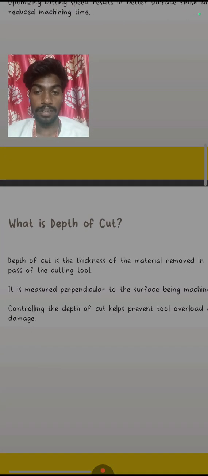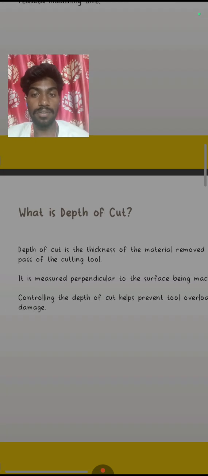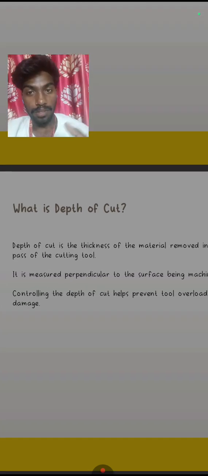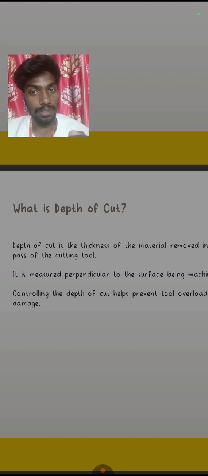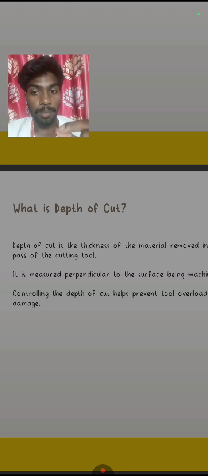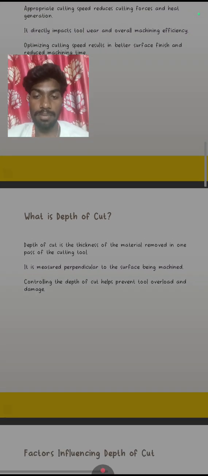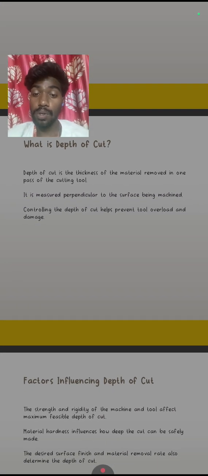What is depth of cut? Depth of cut is the thickness of the material removed in one pass of the cutting tool. When the workpiece is revolving and the tool is in contact with it, how much material is removed per pass or per revolution is called the depth of cut. It is measured perpendicular to the surface being machined. Controlling the depth of cut helps prevent tool overload and damage.